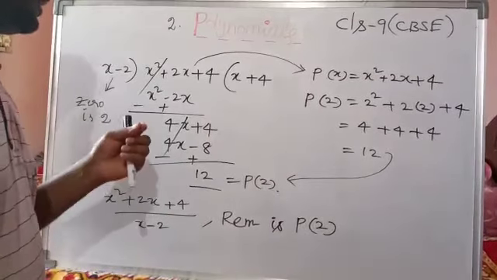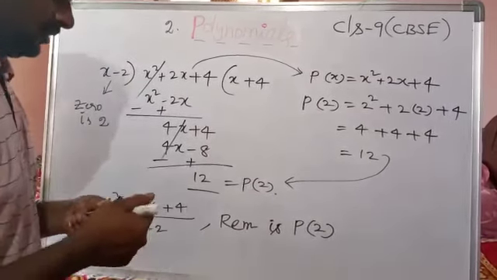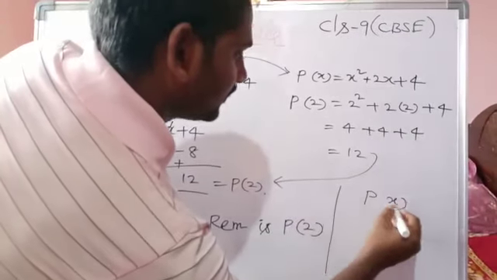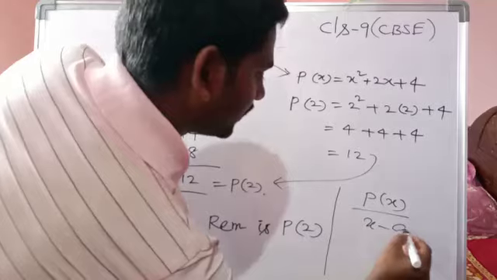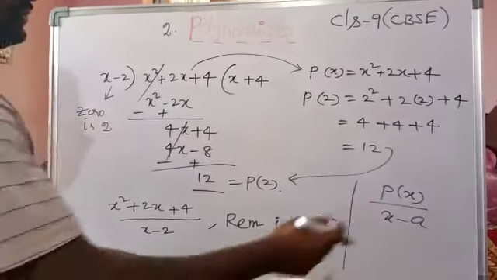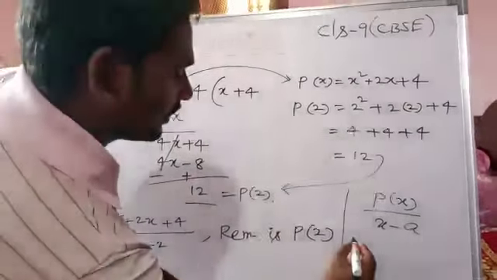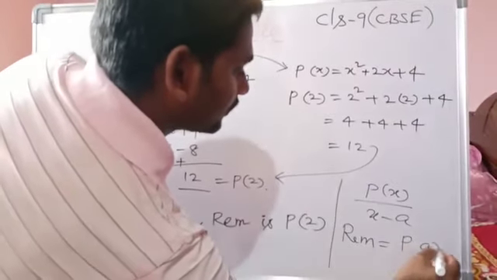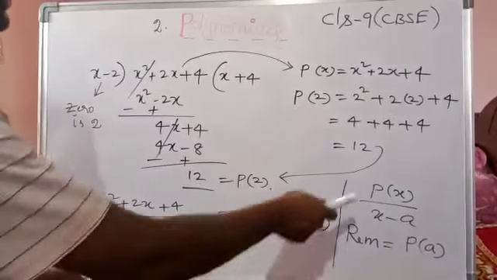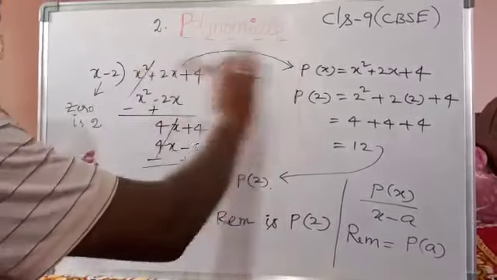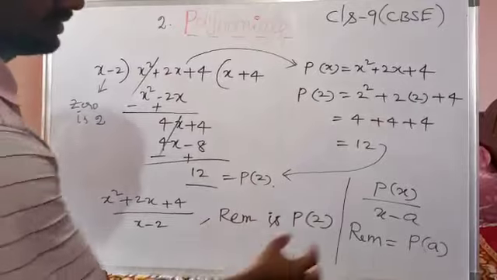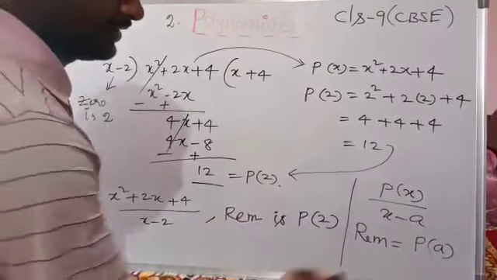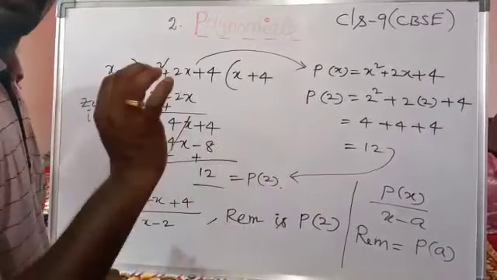Generally the remainder theorem is, when this p of x is divided by something like x minus a, here x minus 2, here x minus a, then what is the remainder, students? The remainder is p of a. This is the definition of the remainder theorem. I have not written the total definition, but simply, if a polynomial p of x is divided by x minus a, then the remainder is p of a, students. This is the remainder theorem.